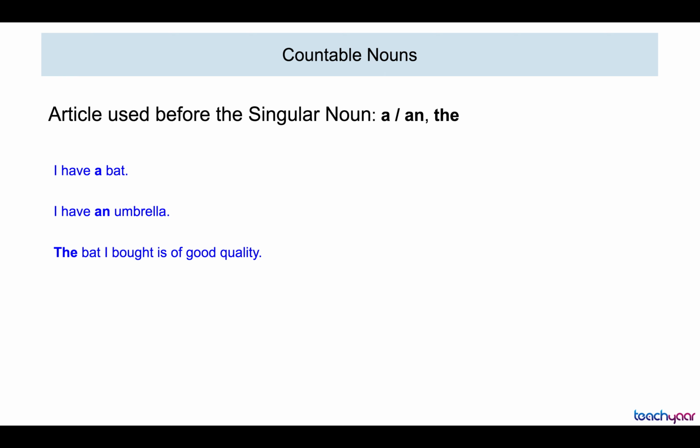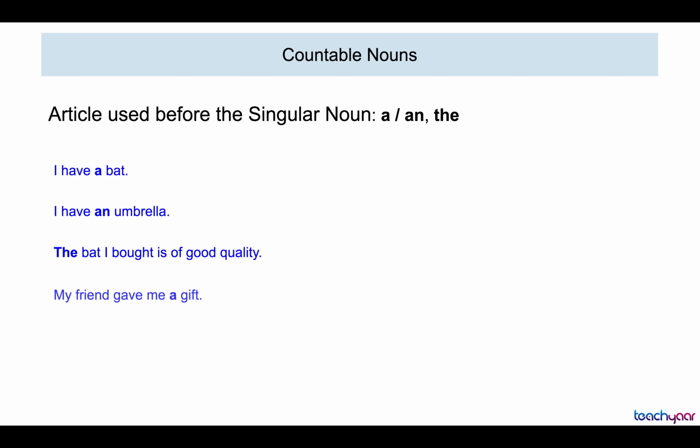The bat I bought is of good quality. Now, the noun here is bat. It is singular, and so we have used the determiner the. The is called the definite article because it is not just any bat. It is the bat I bought. So it's a specific bat. So we use the definite article the.